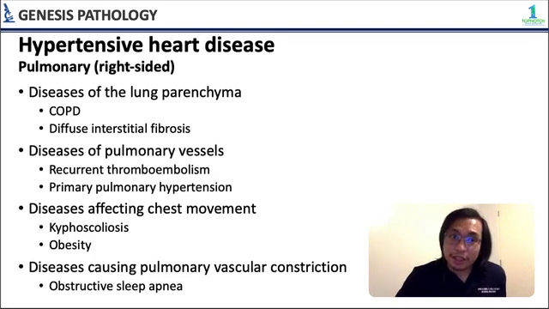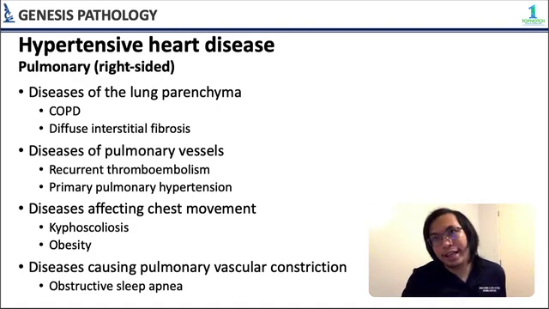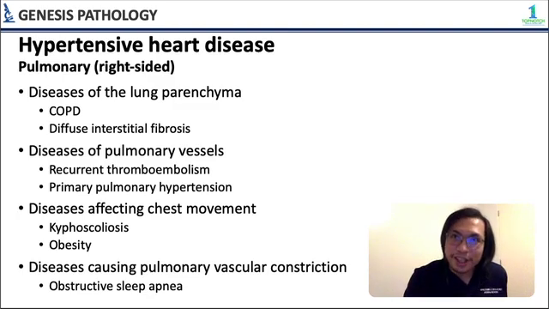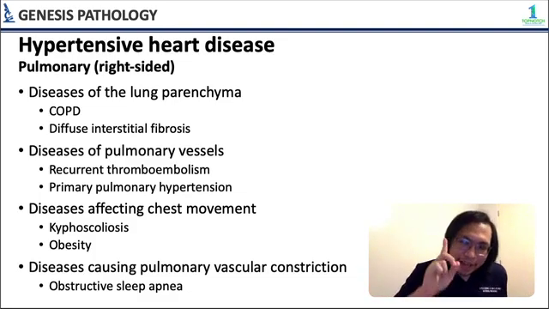Okay? Now, diseases causing pulmonary vascular constriction, obstructive sleep apnea. Again, obstructive sleep apnea, hindi ka humihinga. Habang tulog ka, hindi ka humihinga, your lungs are not oxygenated well. Ano nangyayari sa pulmonary vasculature sa lungs if it's not oxygenated well? Vasoconstrict, increased pulmonary pressure, hypertensive heart disease, right-sided.